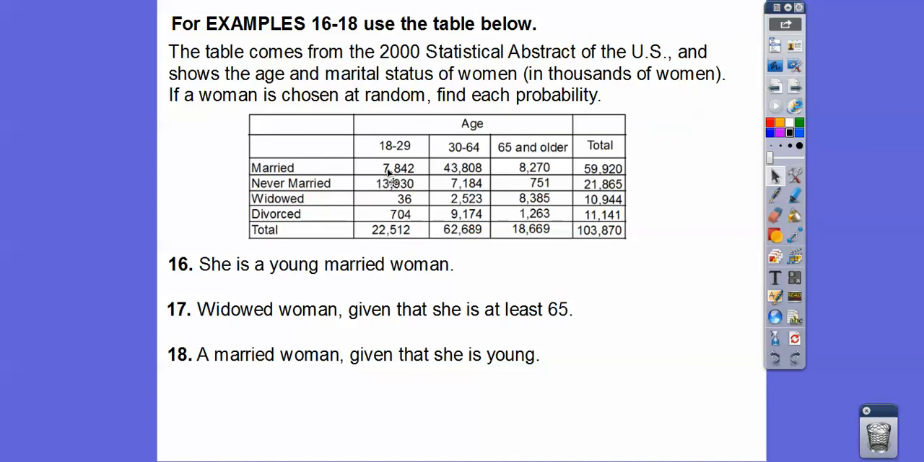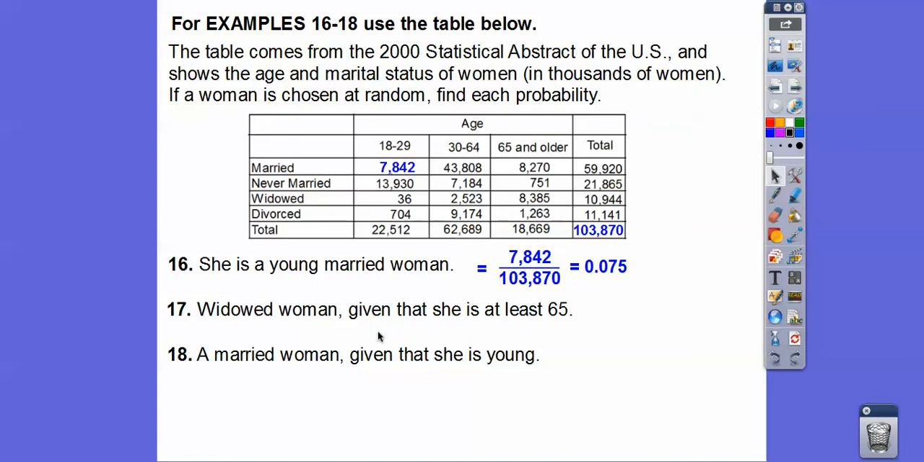So anyways, here's young, married, so this is going to be my top number, 7842, and the total is going to be this number. That's my bottom number right there. Okay, so we get that. Now they might change it to a decimal, so you do top divided by bottom with your calculator, if this is a calculator one. If it's not, then you just take that as your answer.